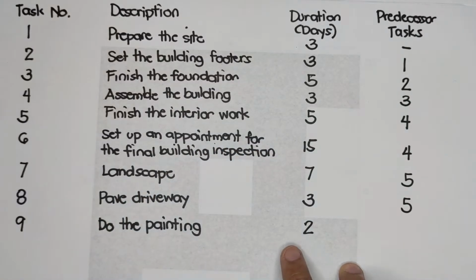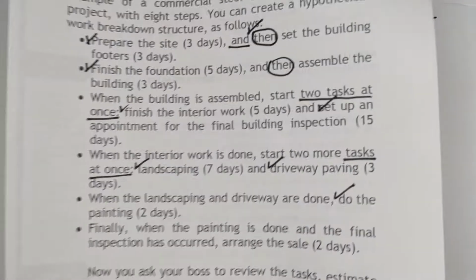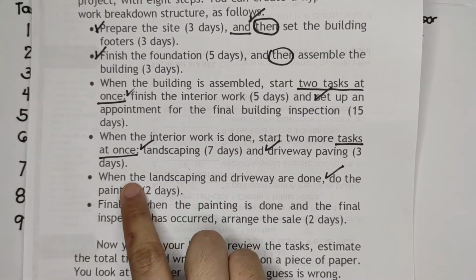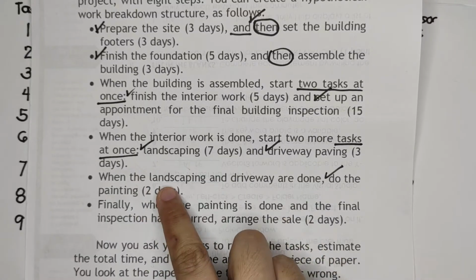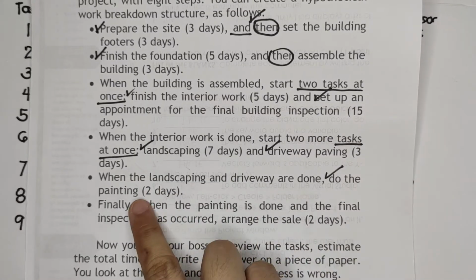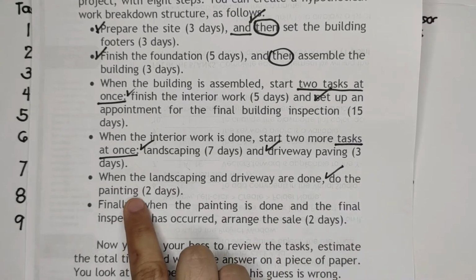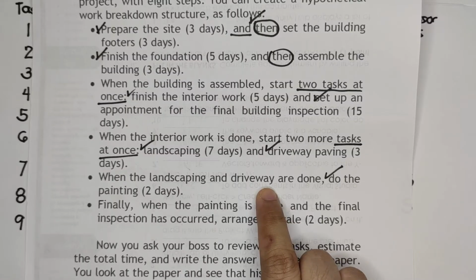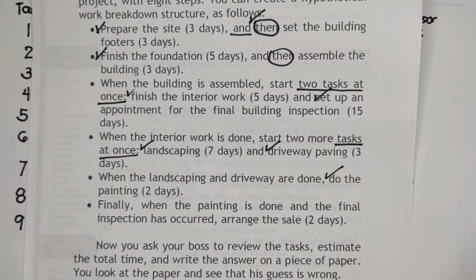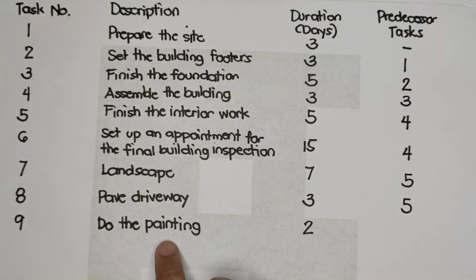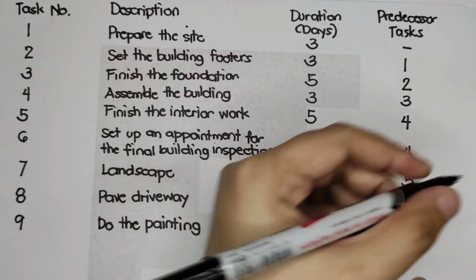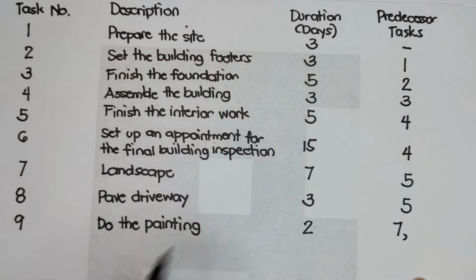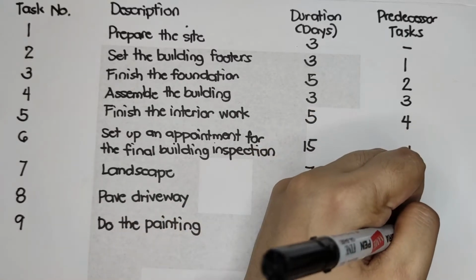Task number 9 is different from the rest. Why? Because as you can analyze the statement, when the landscaping and driveway are done, do the painting. Meaning, you can only do the painting if and only if landscaping and driveway are already finished. So, we have 2 predecessor tasks. What are those? We have to finish the landscape, task number 7, and at the same time, the paved driveway is already finished, which is task number 8.